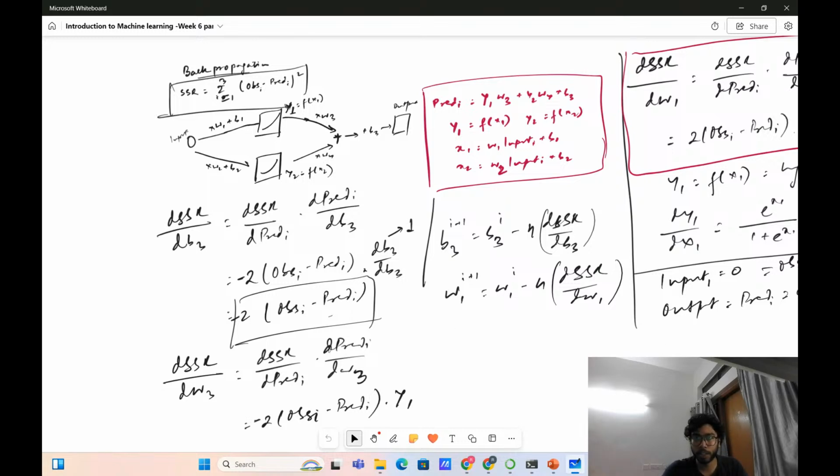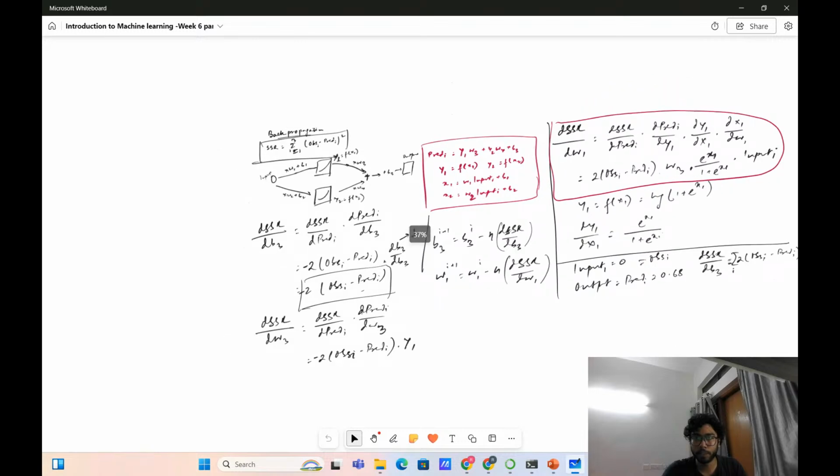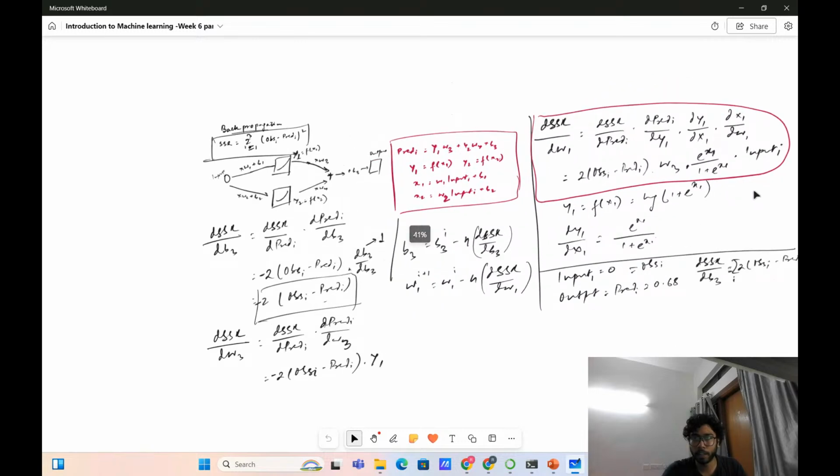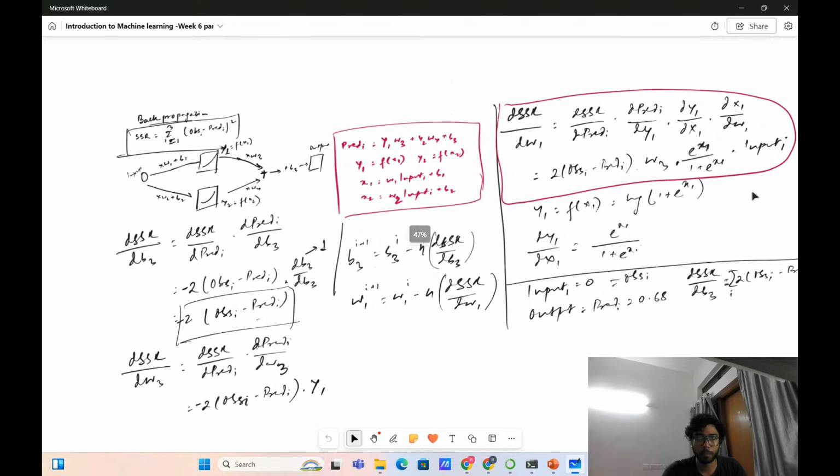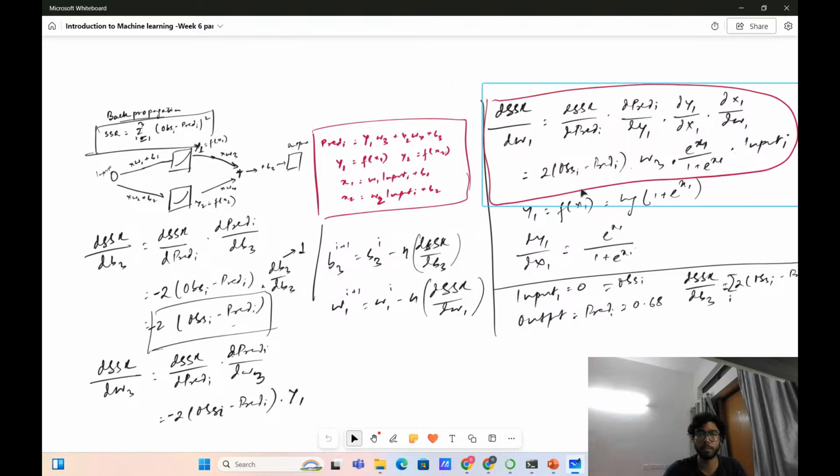Similarly, you calculate the derivative with respect to W1, W2, B1, B2. W1 would be a little more complicated because here you need to take the derivative of this Y1 as well. And Y1 is a function which is a softplus function. So you have to take the derivative of the softplus function. That's why you need to know the derivative of log and those things, right?